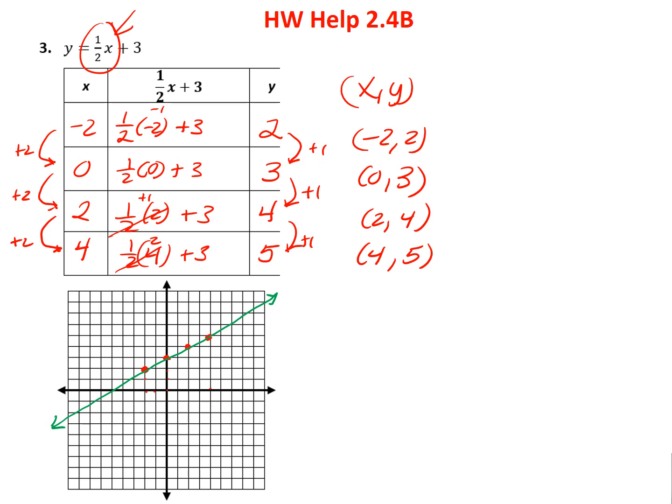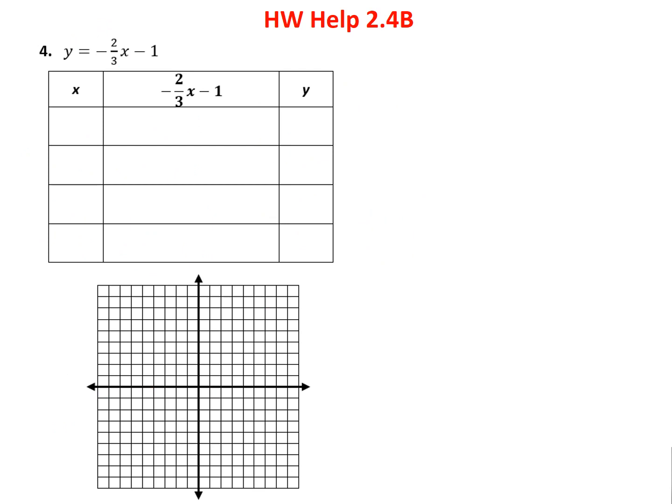All right. One thing interesting to notice, if you're interested, is if I look at any points here, it goes up 1 and over 2. Up 1, which is right there again. That's our 1/2. That's our slope, as we're going to discover in the next chapter.